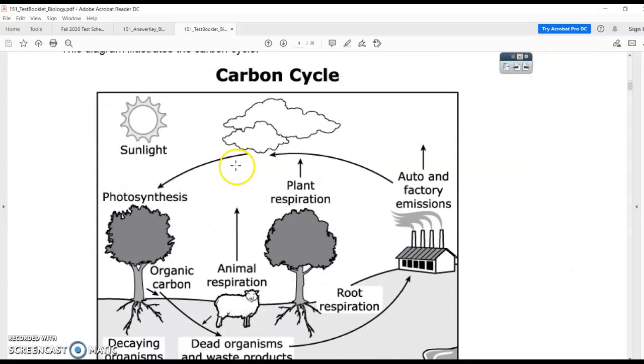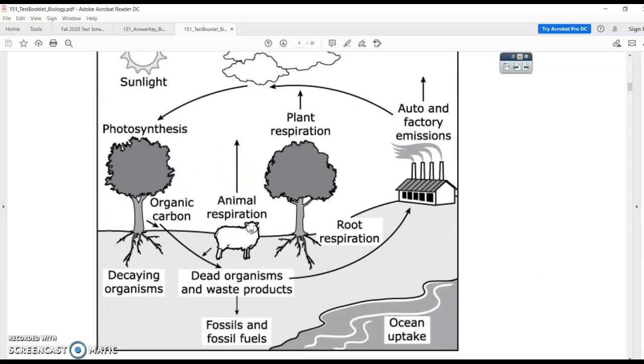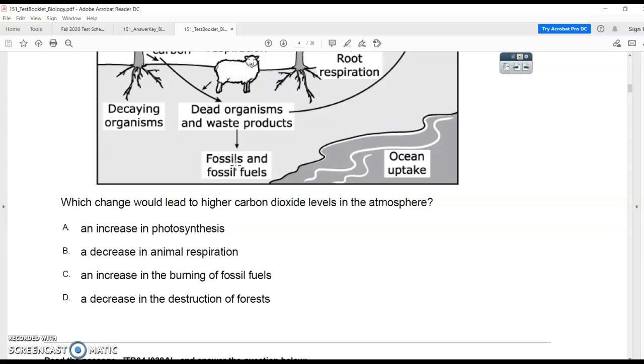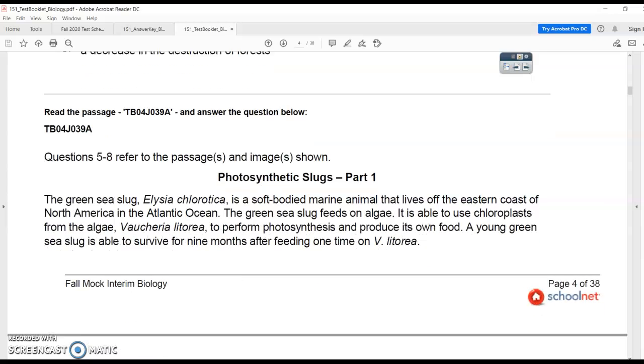Going to number 4, we have a nice flow diagram of the carbon cycle, asking which change would lead to higher carbon dioxide levels in the atmosphere. So what would be producing more carbon dioxide? That would be C, an increase in the burning of fossil fuels. Everything else would lower carbon dioxide amounts, but the burning of fossil fuels, like we talked about, would increase them.